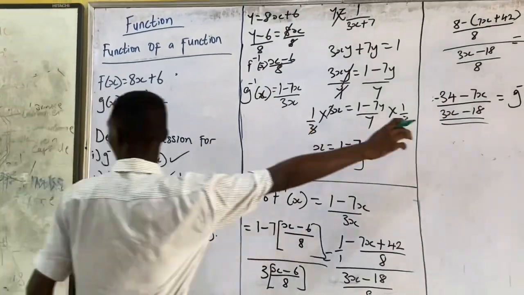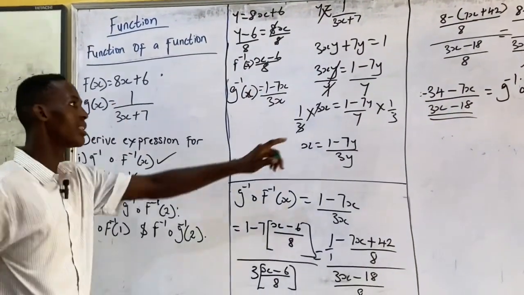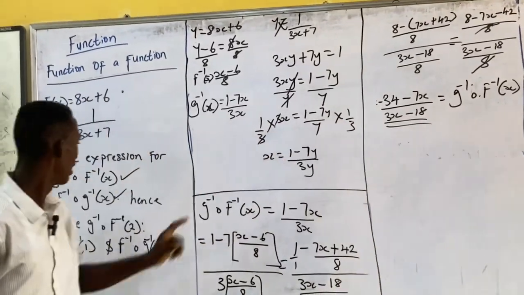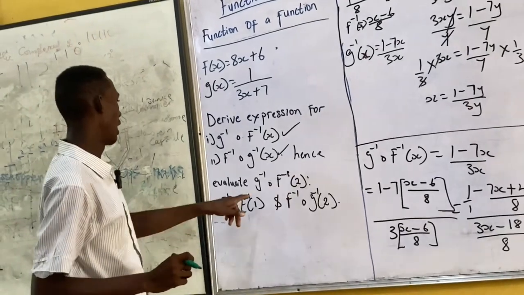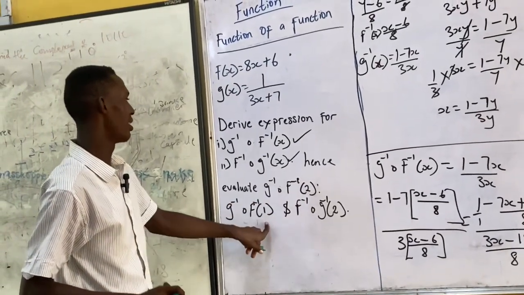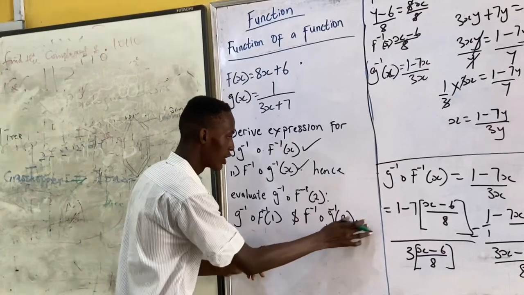Now, I'll be using this answer. I'll be using this expression here. I'll be using it to get what? This. I'll be using it to get this and this. Then you guys will go ahead and do this as your assignment.